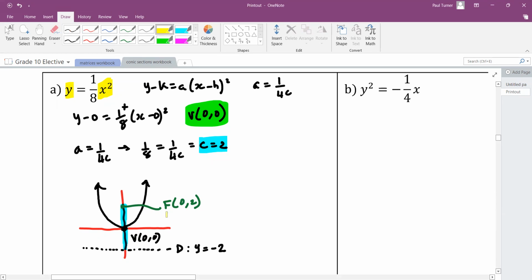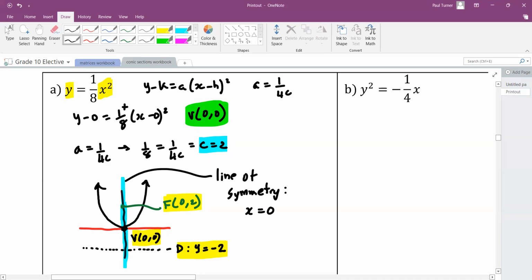So then my 3 components: I got my vertex 0, 0, my focus, which is 0, 2, and my directrix, which is the line y equals -2. And your line of symmetry, I'll complete that in blue. Your line of symmetry is this blue line here, which is the line x equals 0 that goes down through the origin. So there's 4 components for your graph.